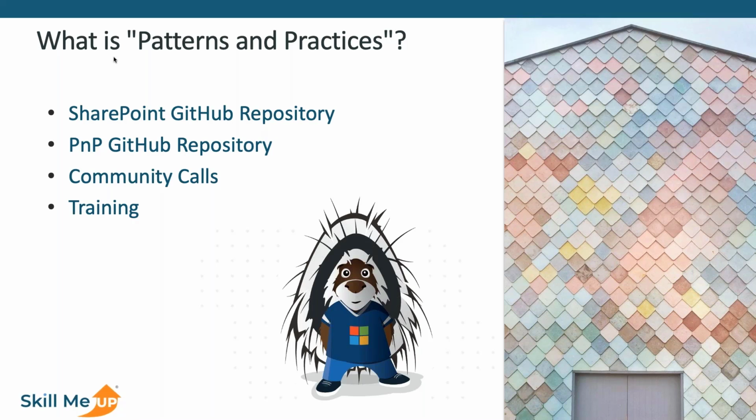There's also a P&P GitHub repository. Now, they do work together. So the P&P one is really wrapped around what's referred to as the Office Dev. So it's more of the underlying components, whereas the SharePoint one is really focused on the SharePoint components. Then, of course, I mentioned before community calls.